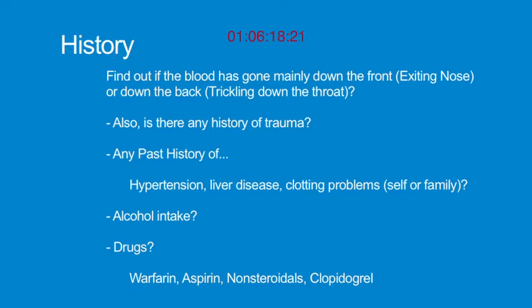Is there any past history of hypertension, liver disease or clotting problems, either in themselves or the family? What is their alcohol intake? And are they taking any medication, such as warfarin, aspirin, non-steroidals or clopidogrel?